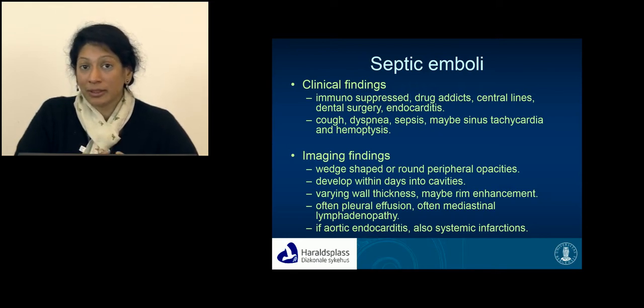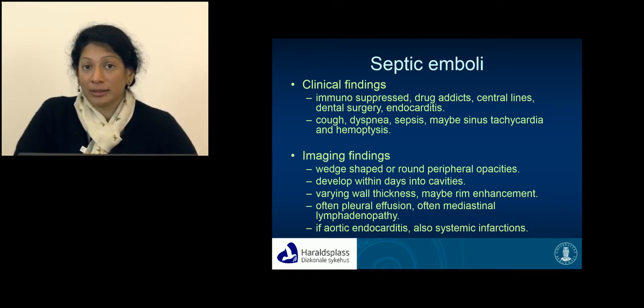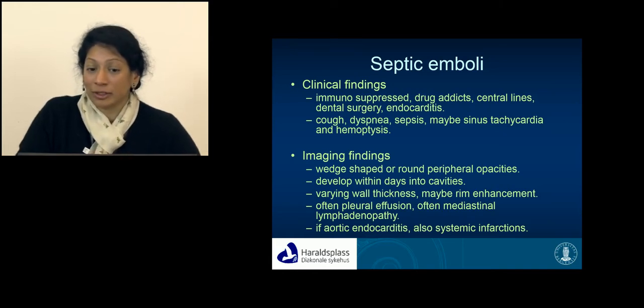So the imaging findings show wedge-shaped and or rounded peripheral opacities. They develop very fast from days to nodules to cavities. They have varying wall thickness, and they may or may not have rim enhancement. They often have pleural effusion and often have mediastinal lymphadenopathy. And if they have endocarditis in the aorta, they often have systemic infarctions.